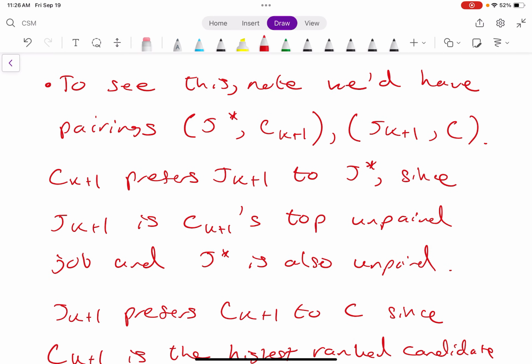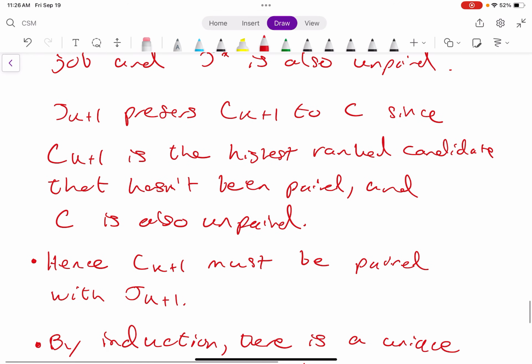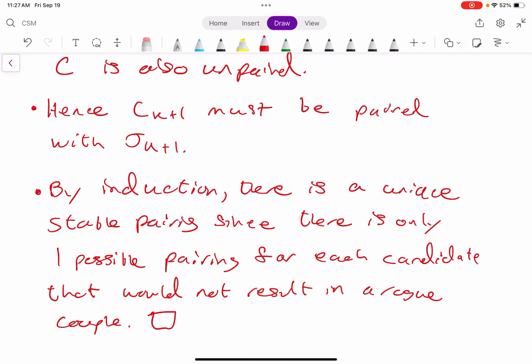We know c sub k plus 1 prefers j sub k plus 1 to j star, since j sub k plus 1 is c sub k plus 1's top unpaired job, and j star is also unpaired. j sub k plus 1 prefers c sub k plus 1 to c, since c sub k plus 1 is the highest ranked candidate that hasn't been paired, and c is also unpaired. Hence, c sub k plus 1 must be paired with j sub k plus 1. So by induction, there's a unique stable pairing, since there is only one possible pairing for each candidate that would not result in a rogue couple.